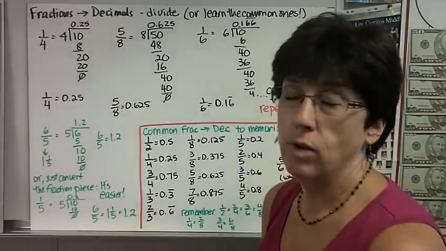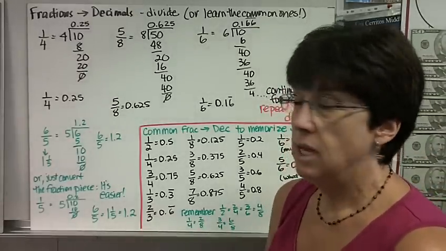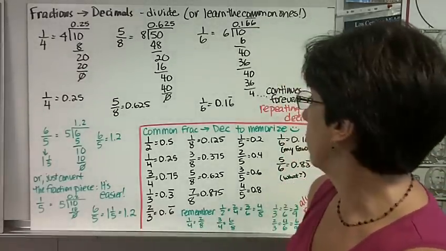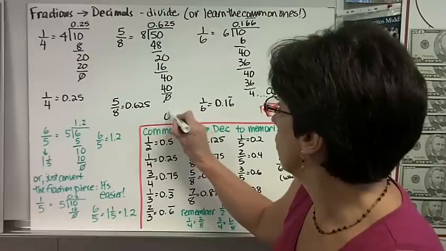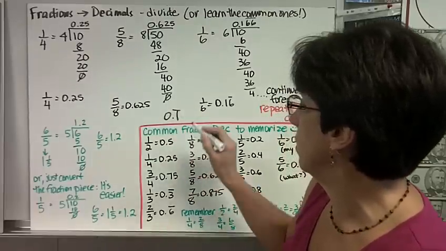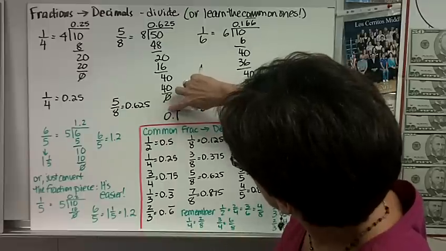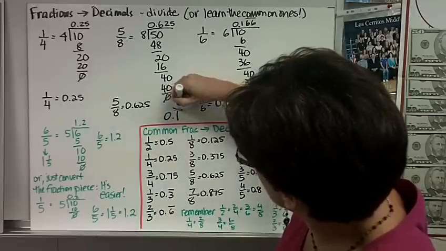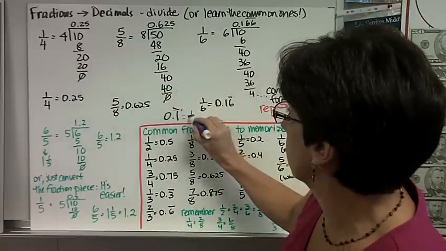And the nice thing, I didn't write this down, but the nice thing about ninths, anytime you have repeating, if you have 0.1 repeating, it's just 1/9.